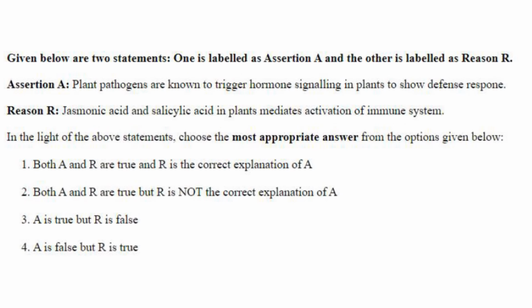Then the next one: plant pathogens are known to trigger hormone signaling in plants to show a defense response. Reason: jasmonic acid and salicylic acid in plants mediate activation of the immune system. That is also correct. So both A and R are true, and R is the correct explanation of A. Answer is option 1.